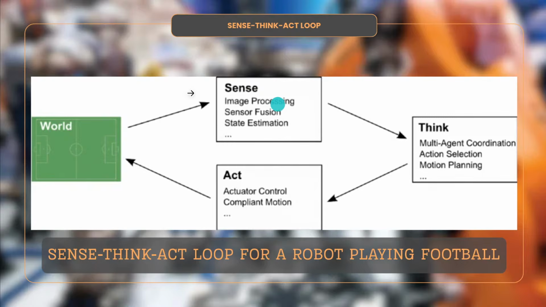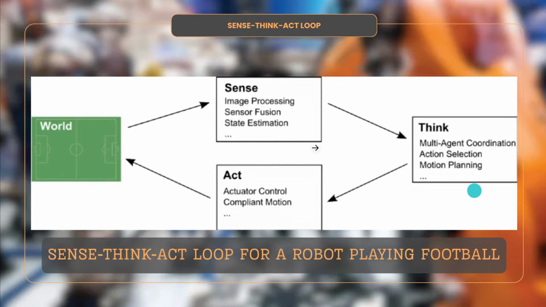We use all that information and we use our brain, our boss agent, to think about it, to coordinate all 11 players on the field. It can select actions for each of them. Suppose take the ball or keep the ball with yourself. It also does motion planning.